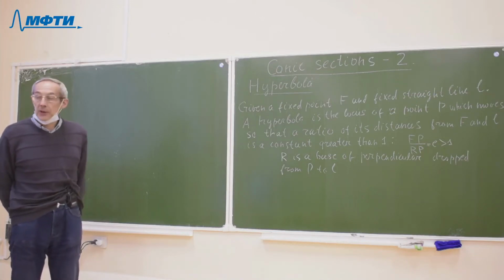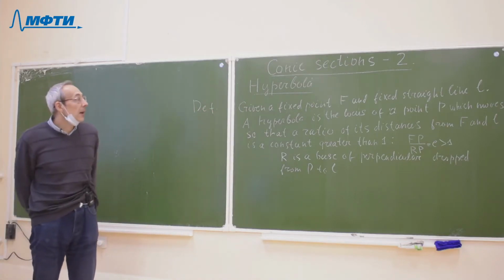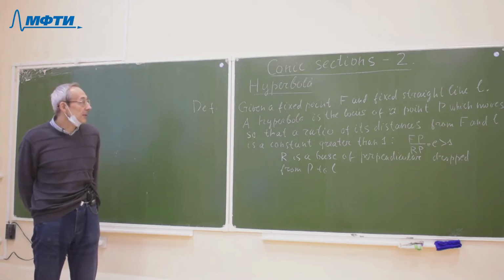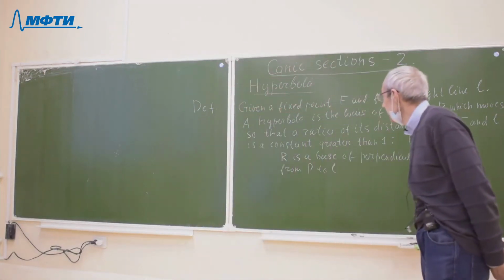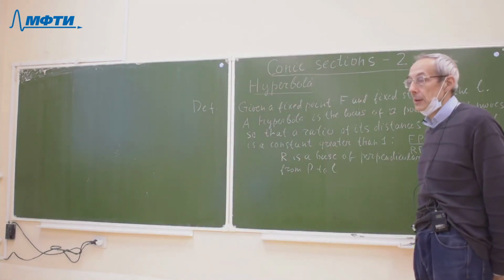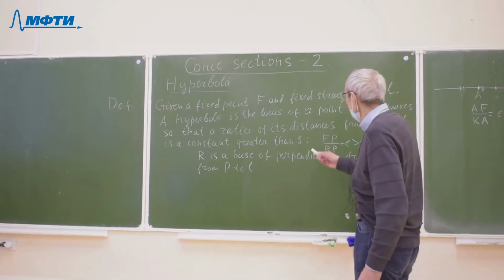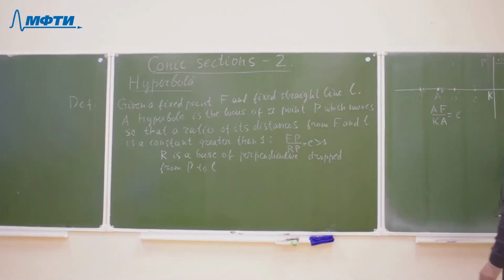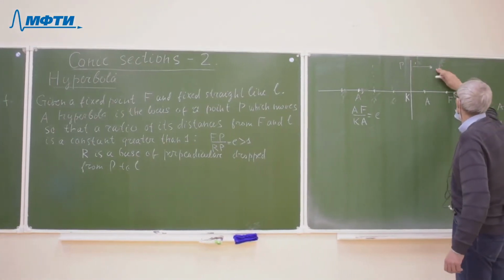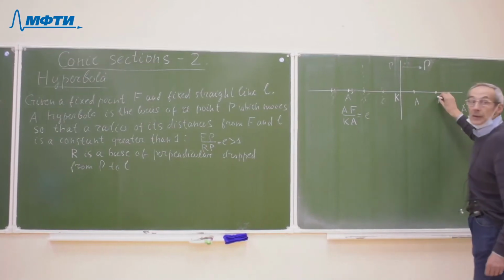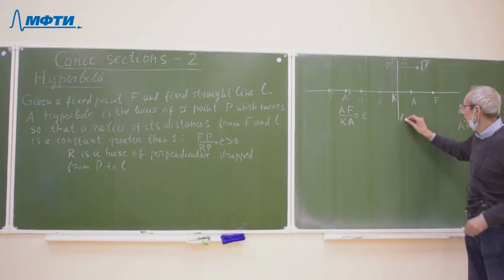I recall that the definition of the hyperbola is the same as the definition of the ellipse, and a hyperbola is uniquely defined by some fixed point F and a straight line L. More precisely, given a fixed point F and a fixed straight line L.